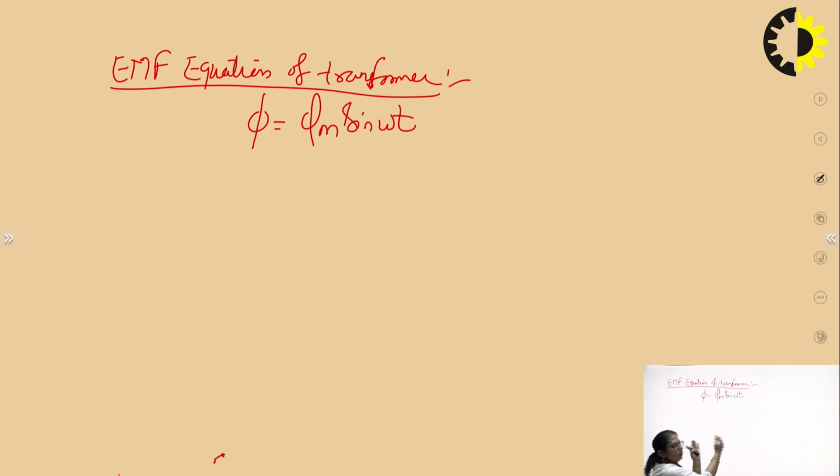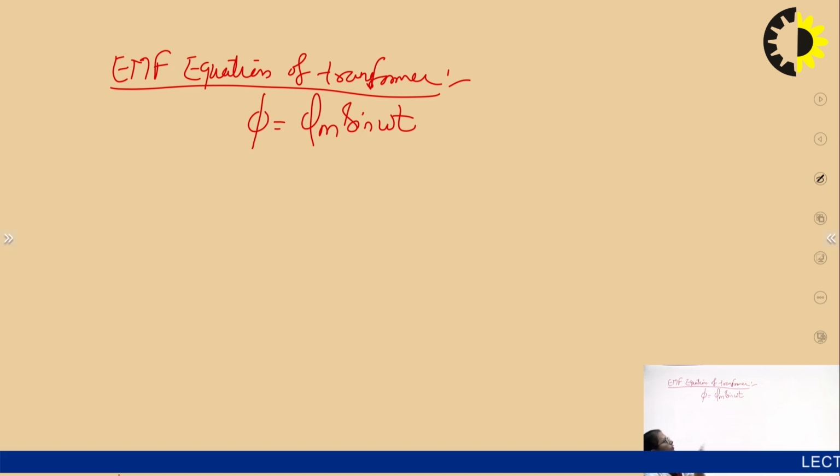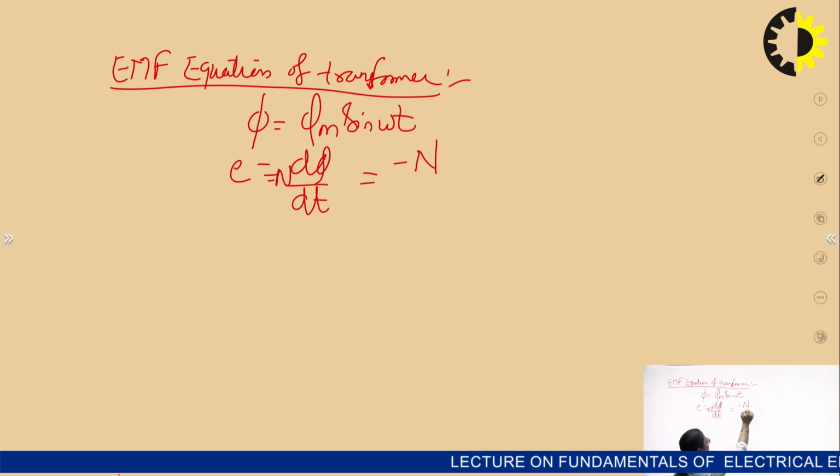This is the way we represent any sinusoidal quantity. So, the flux can be represented as phi equals phi m sine omega t. Now, according to Faraday's law of electromagnetic induction, because we are talking about the induced EMFs E1 and E2, the induced EMF is given by minus N d phi by dt, where N is the number of turns in the windings.